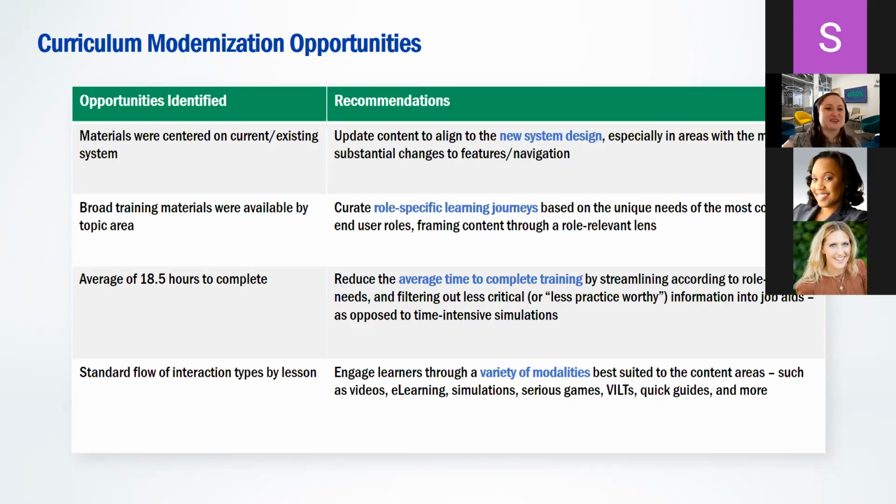In terms of the second opportunity we identified, we saw that there were very broad training materials available by topic area, but where we want to move next is into curated role-specific learning journeys, as we've been saying, meeting the unique needs of the most common end user roles, framing content through that role relevant lens. Average of 18.5 hours to complete, just quite lengthy.